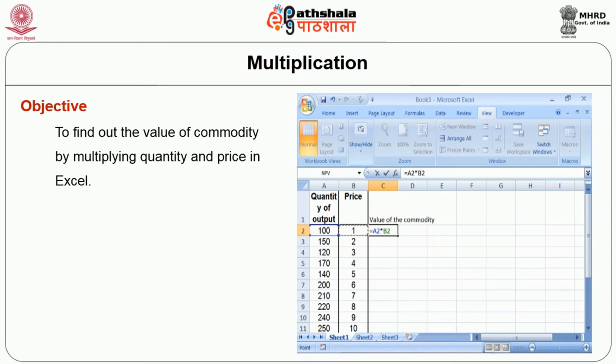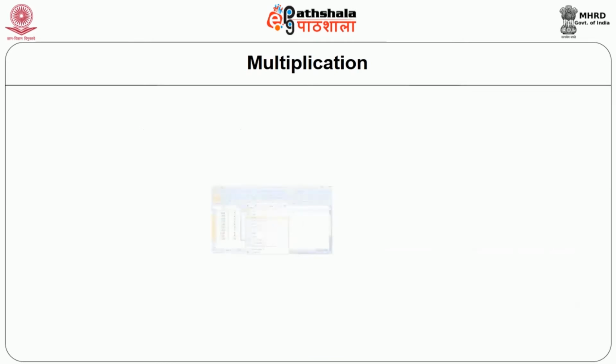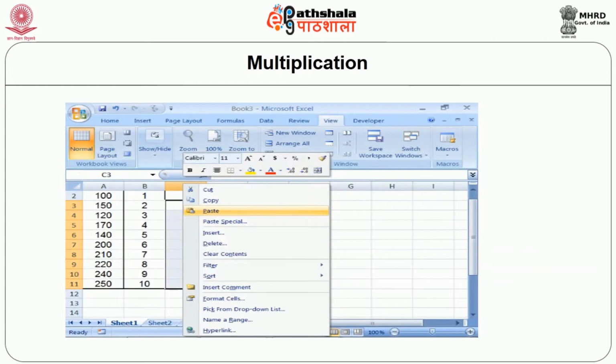Enter the formula in C2 cell as A2 plus B2. Press enter. The value of commodity for the remaining cells can be obtained by copying the C2 cell and pasting it in the remaining cells.